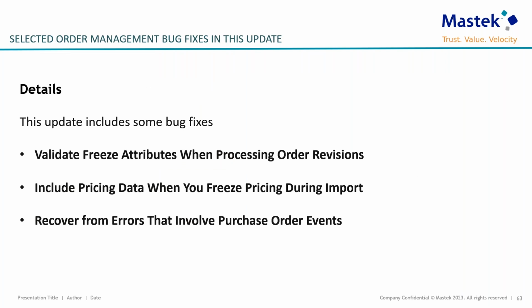Now moving to the next one, which is the bug fixes that have been done with this feature. Validate and freeze the attribute when processing order revision. Include pricing data when you freeze or price during import. Recover from errors that involve purchase order events as well.